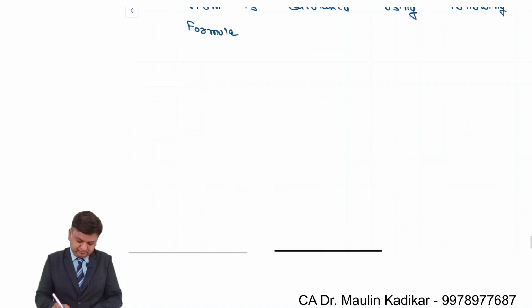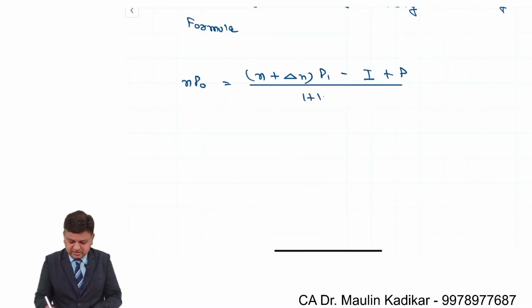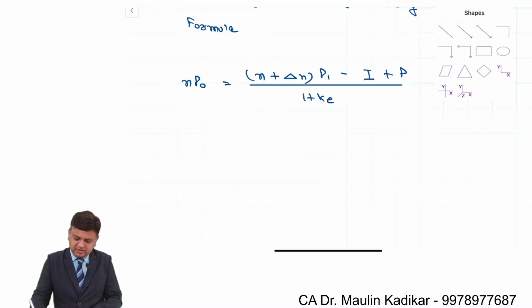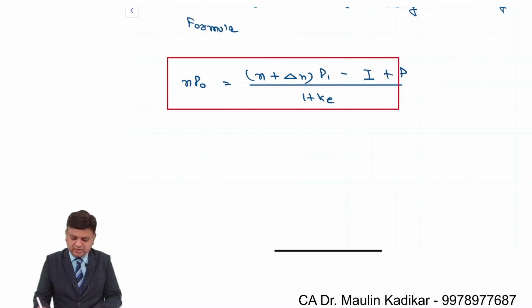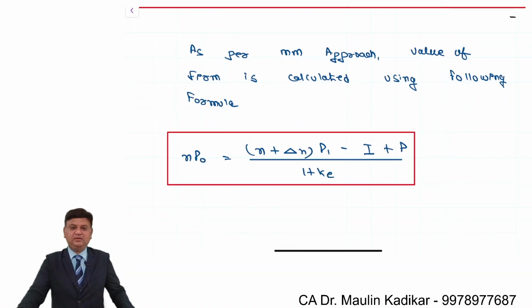nP0 is equal to (n plus delta n) into P1 minus I plus P, divided by 1 plus K. This is a simple formula which is required to be applied to compute the current value of the firm. (n plus delta n) into P1 minus I, the investment, plus P, the profit, divided by 1 plus K.